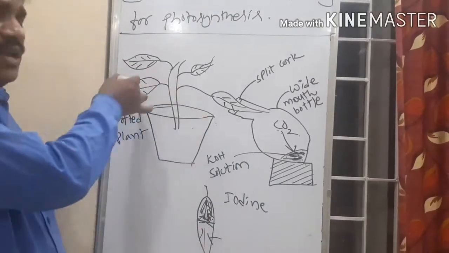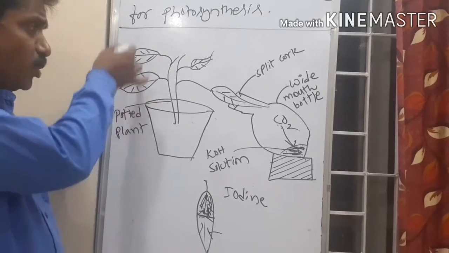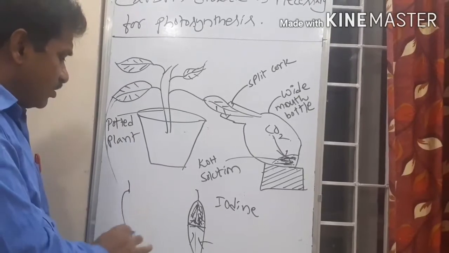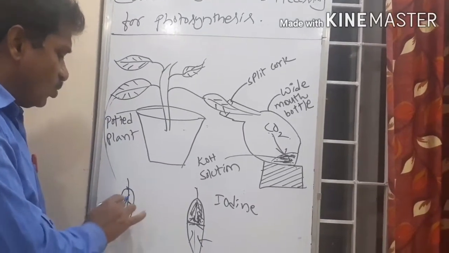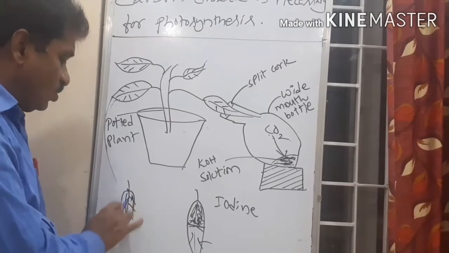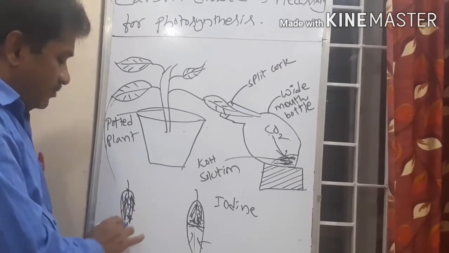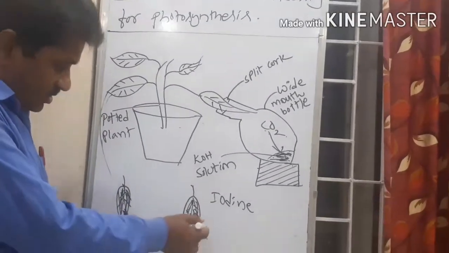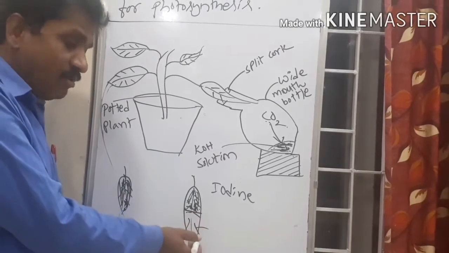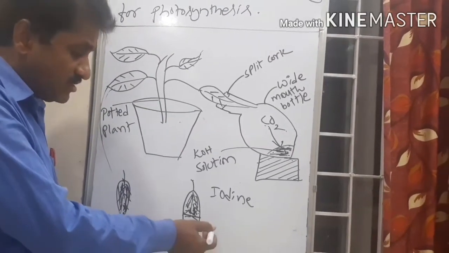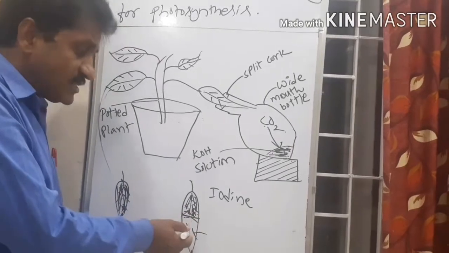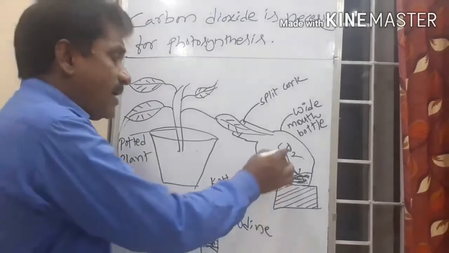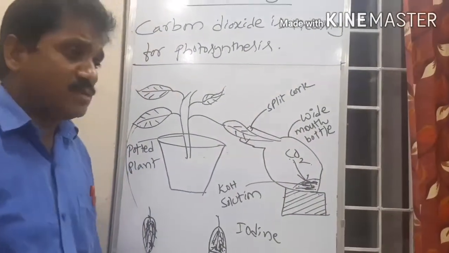Now take any other leaf from the plant that is exposed to sunlight and do the iodine test on it also. The whole leaf will change into blue-black color because all factors are available for that leaf. In the other leaf, this part does not absorb carbon dioxide, so the photosynthesis process is not performed, so starch is not present in this part of the leaf. Through this activity we can conclude that carbon dioxide is necessary for the photosynthesis process.